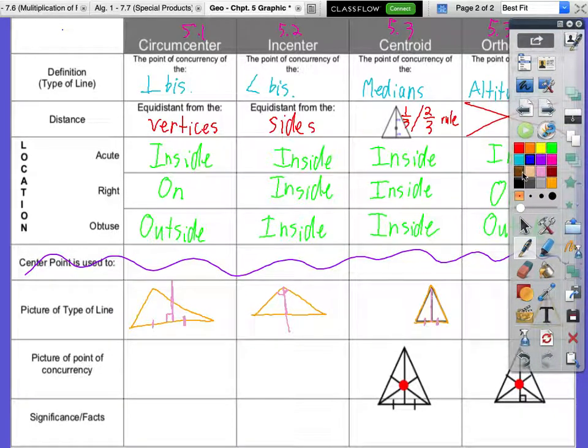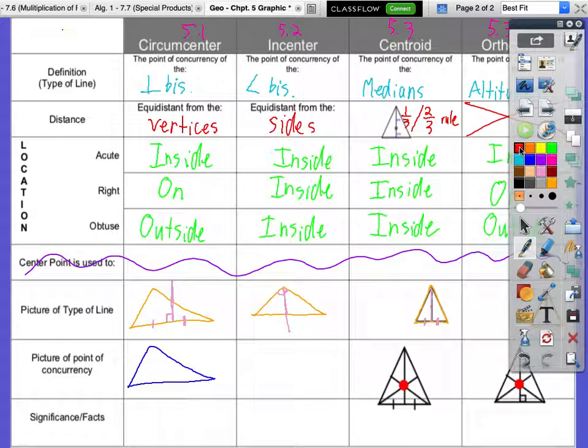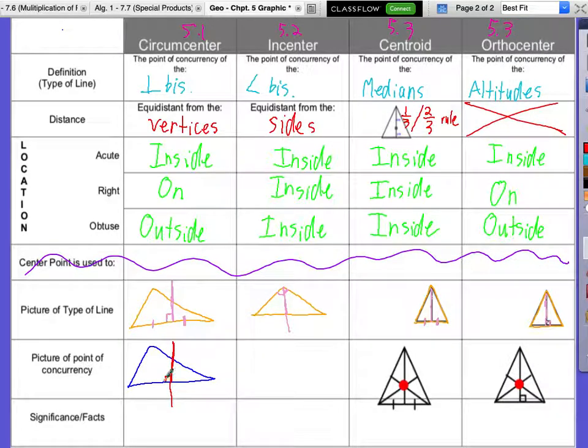Picture of a point of concurrency. This can get pretty messy, to be honest. So if I draw about the same type of triangle as we did here, and we try to draw in some perpendicular bisectors, where it bisects the side, it's perpendicular. And I try doing it over here too.